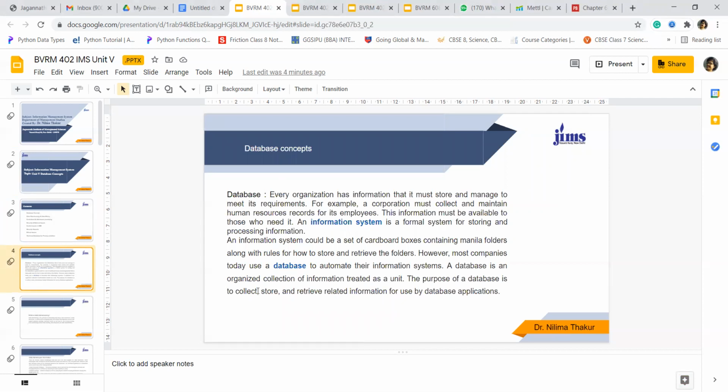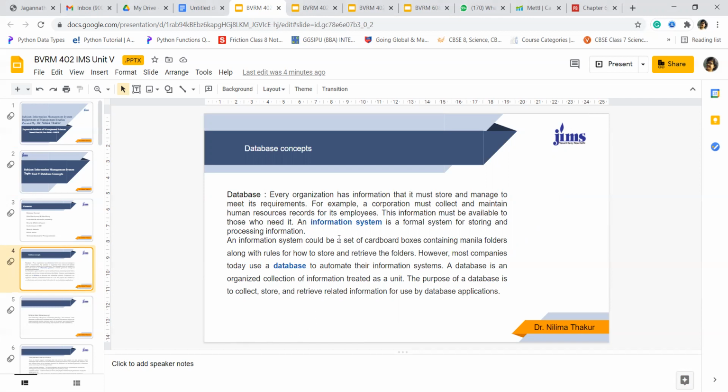Every organization has information that it must store and manage to meet its requirements. For example, a corporation must collect and maintain human resources records for its employees. This information must be available to those who need it. An information system is a formal system for storing and processing information.